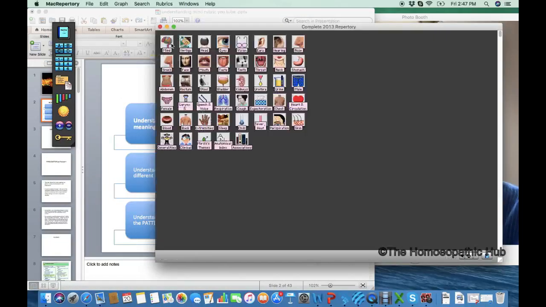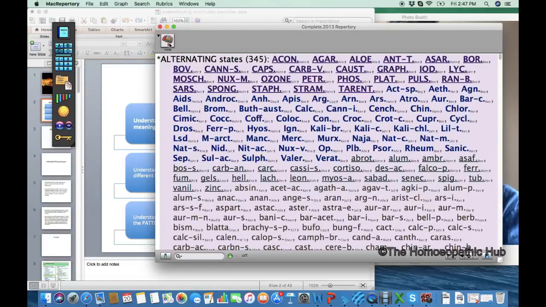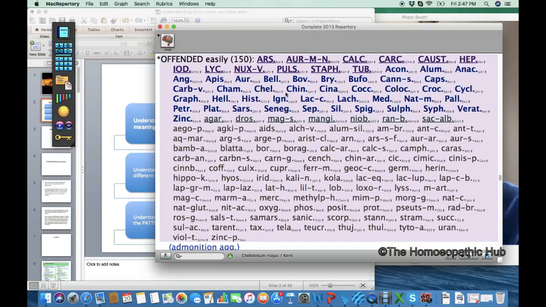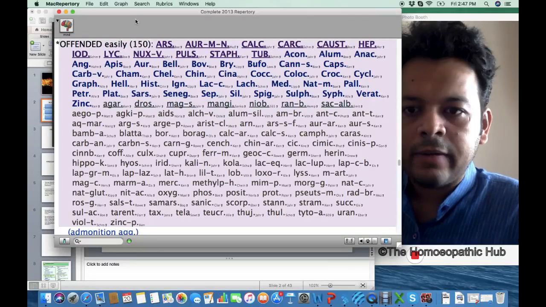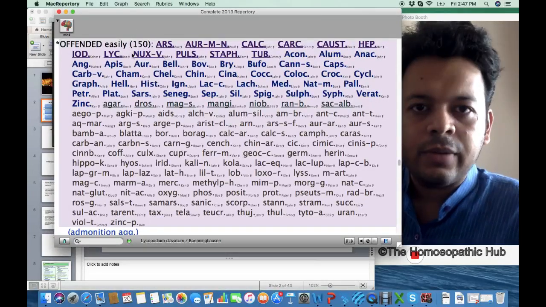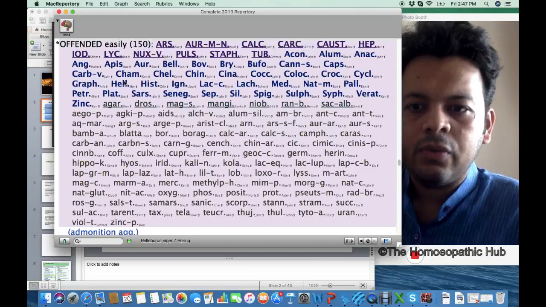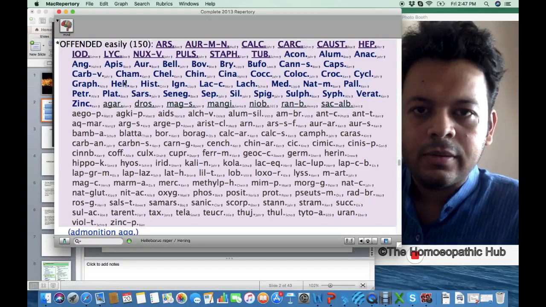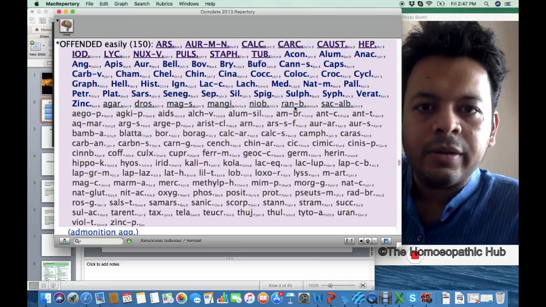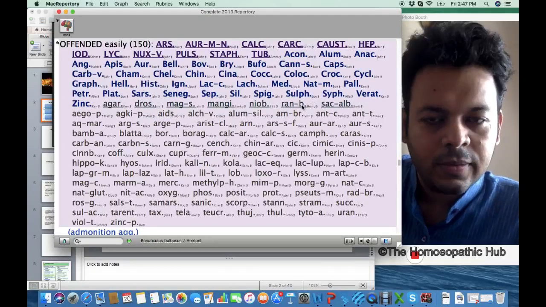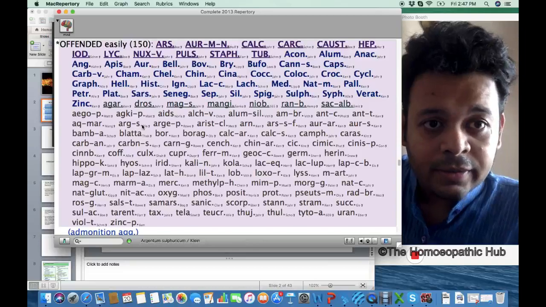Let me give you one very simple example. Let's see the rubric offended easily. If you study offended easily as a rubric and look very closely, you will find one remedy given as ranunculus bulbosus, and there are 150 remedies in this rubric.